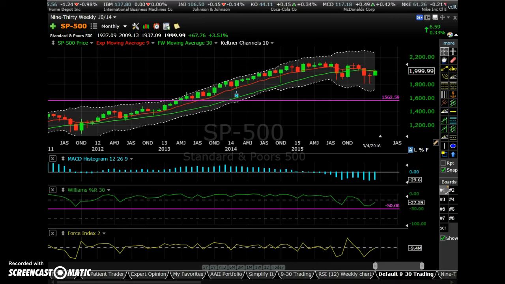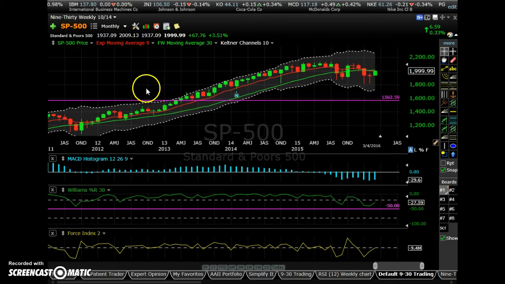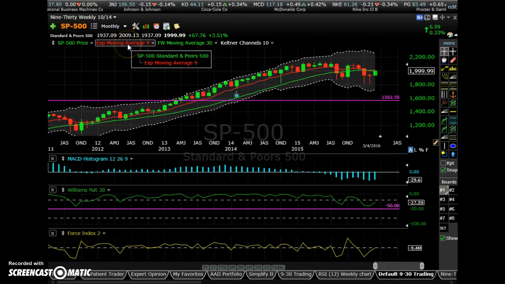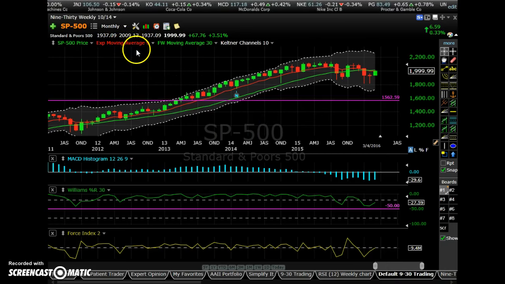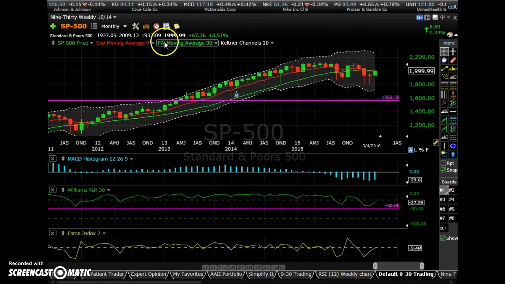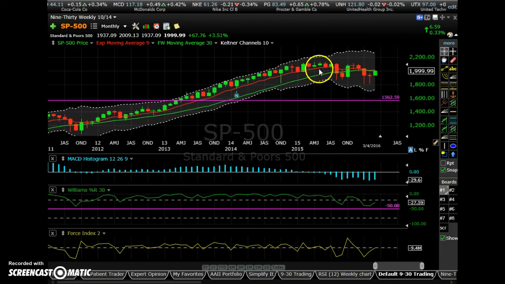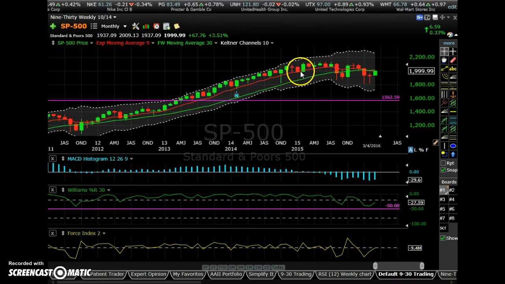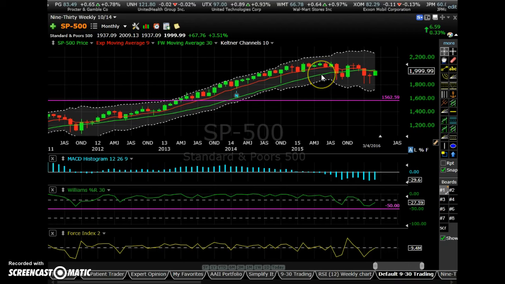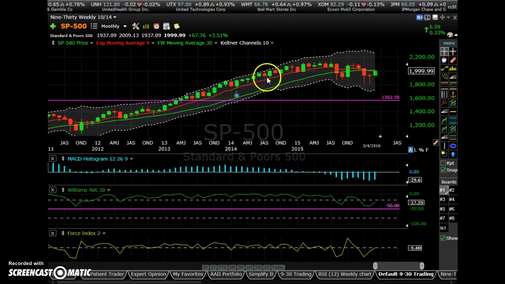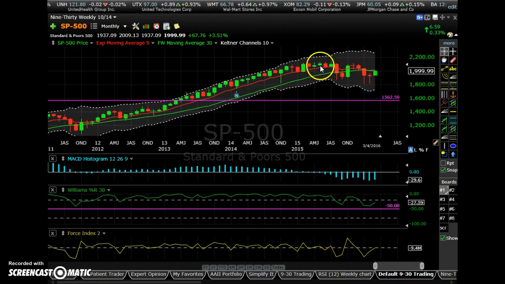In this case, let me give you the setup here. We're using a 9 EMA, an exponential moving average of 9 periods, and a forward weighted moving average of 30. The 9 is the red line, the 30 is the green line. Typically, when you're in an uptrend, the shorter term trend line will be higher above the longer period trend line. So this is what we found here all along in a monthly chart.